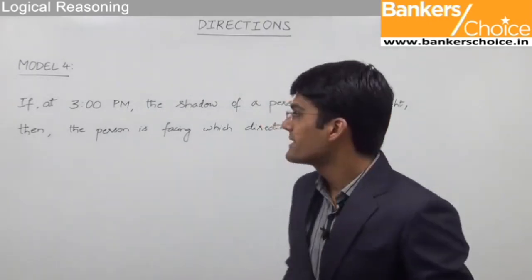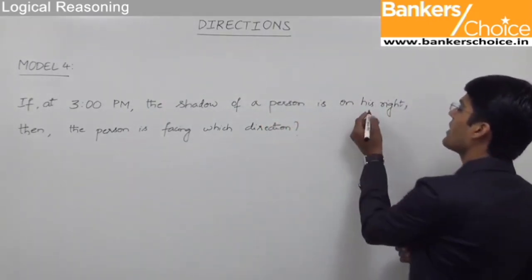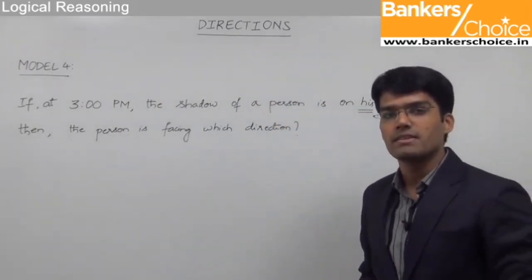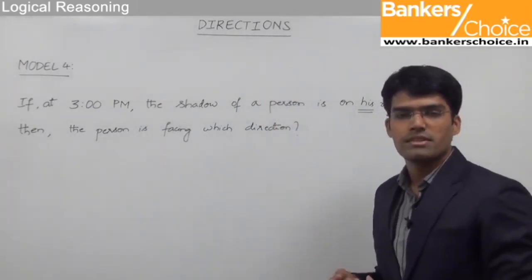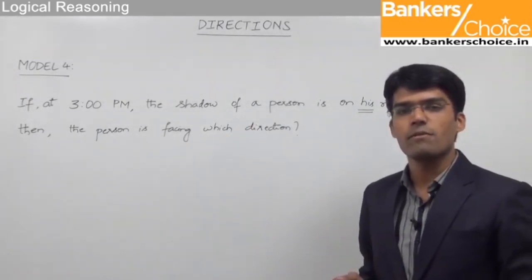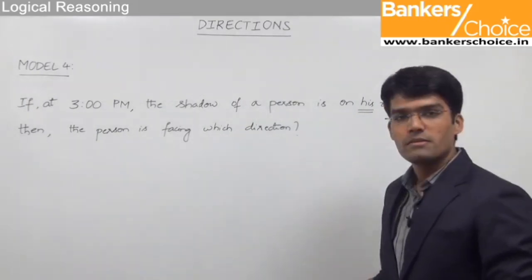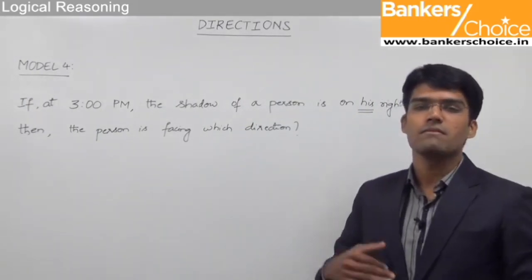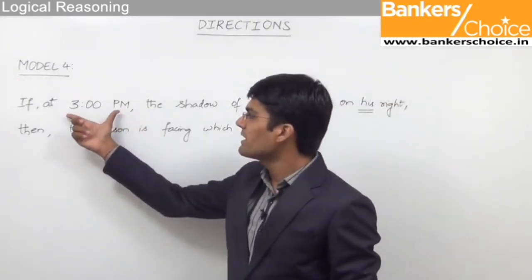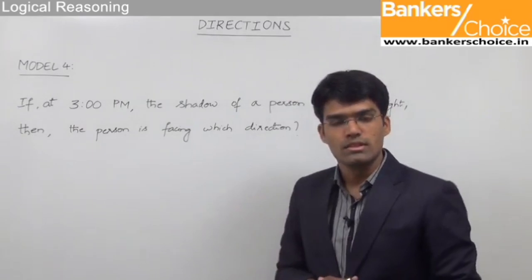The given question is, if at 3 p.m. the shadow of a person is on his right, then the person is facing which direction? So the simple point mentioned in the question is, at a particular time, that is 3 p.m., the shadow of a person was on his right, and from this point we need to identify the direction which the person was facing. In the given question, it is very clearly mentioned that the time is 3 p.m., that is afternoon.